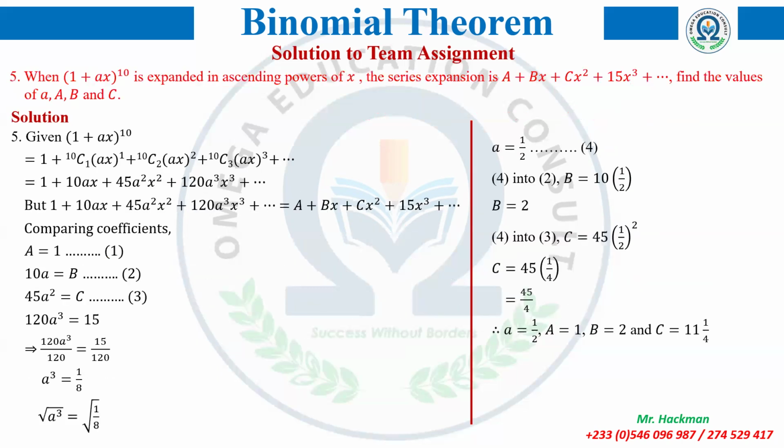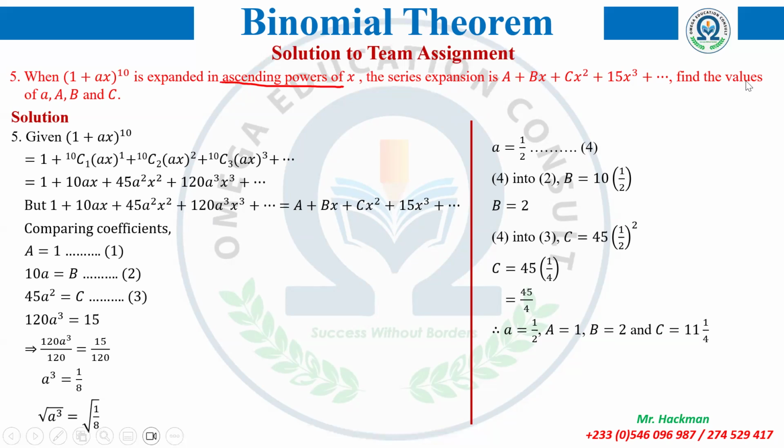So quickly back to where I was. I almost forgot. Thank God I remembered. So now what do we have? We have this. We said when 1 plus ax all to the power 10 is expanded in ascending powers of x, the order of our expansion in terms of the powers of x is very critical. Then the series expansion is a plus bx plus cx squared plus 15x cubed plus ellipses.